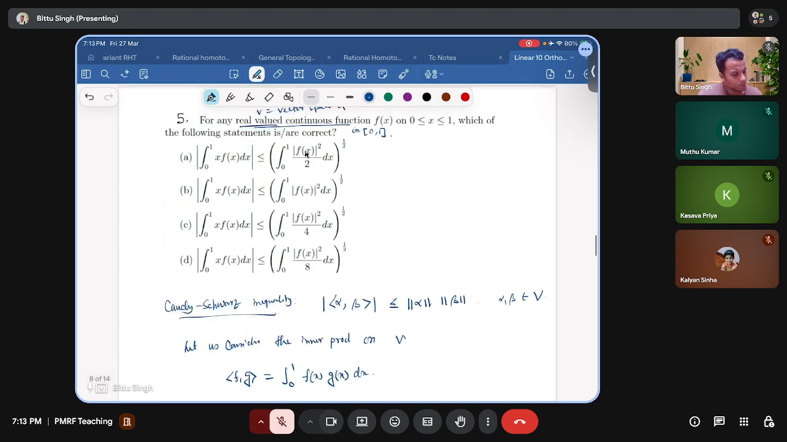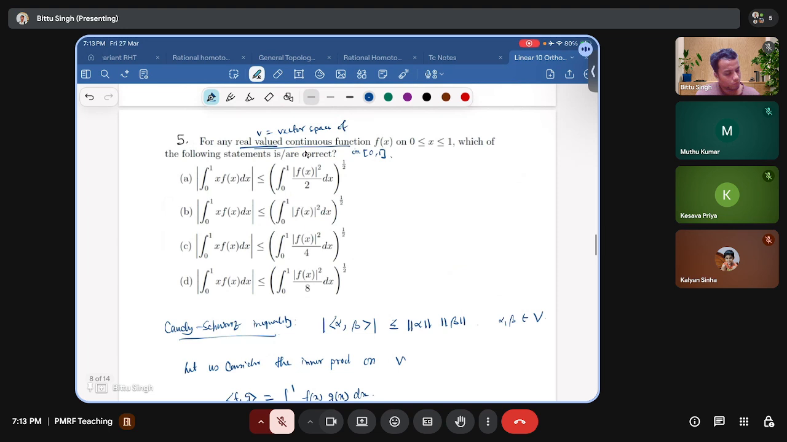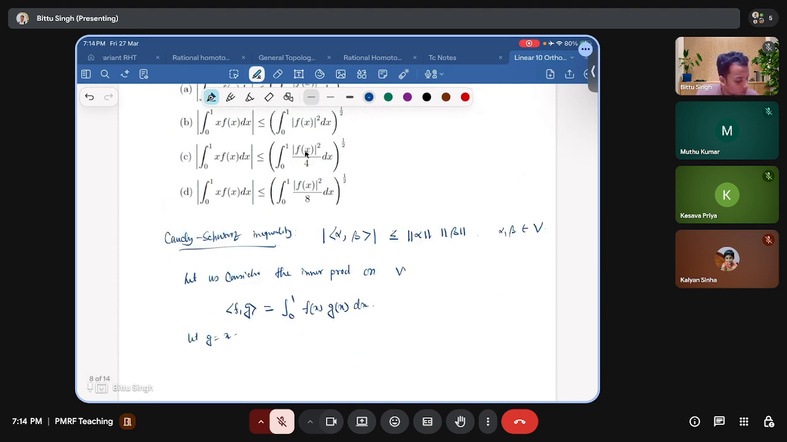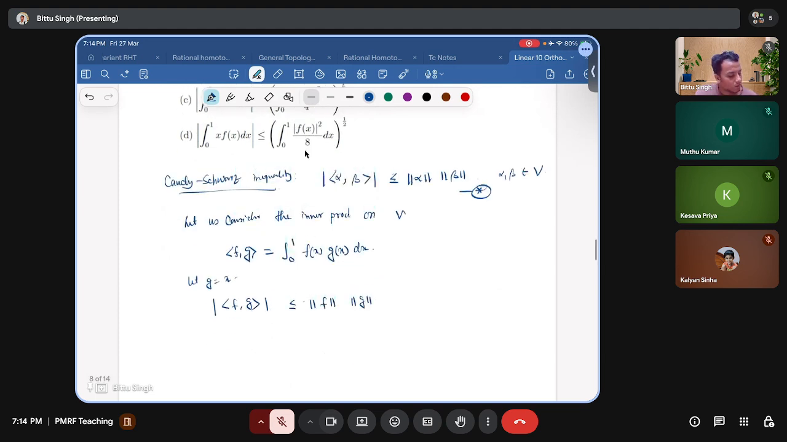Now, instead of g, we put f, and instead of g, we can assume x. So let g equal to x. Then using star, we'll get mod of this inner product, the norm of f times the norm of g, less than or equal to, by star, by Cauchy-Schwarz inequality.